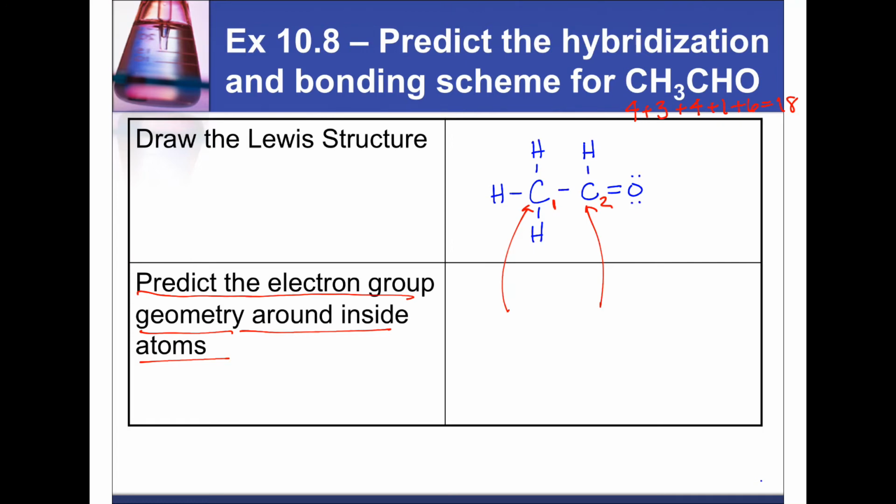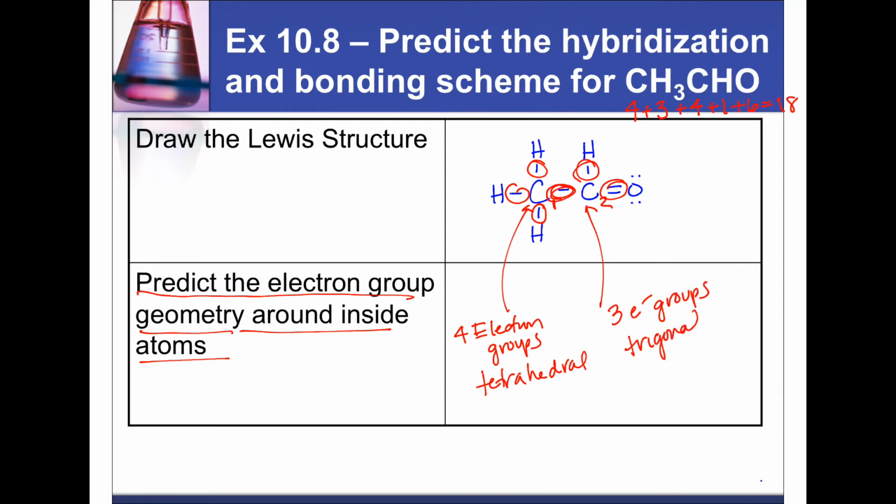Carbon 1 has 1, 2, 3, 4 electron groups around the central atom. So 4 electron groups around the central atom. That gives me the tetrahedral shape for electron geometry. Carbon 2 has 1, 2, 3 groups. For electron geometry, that is trigonal planar.